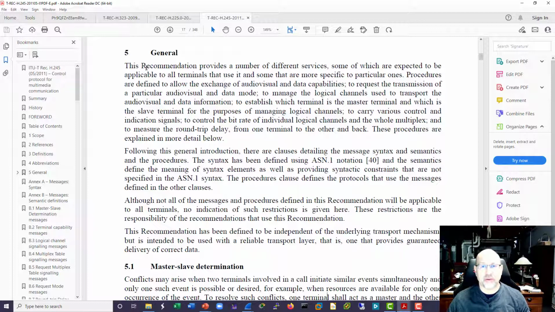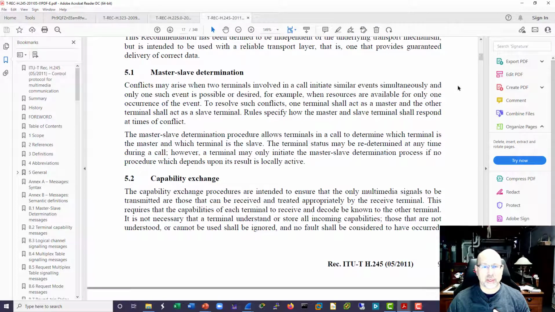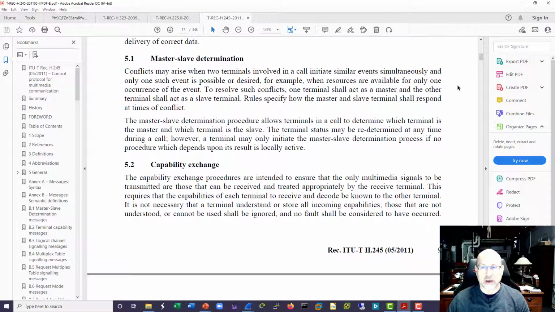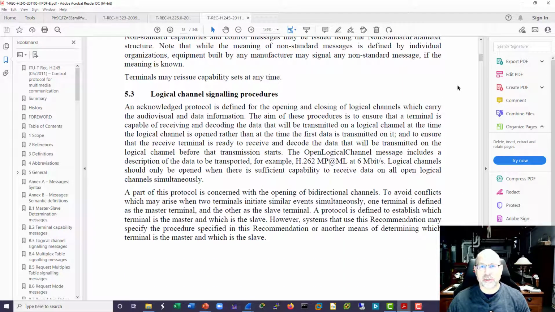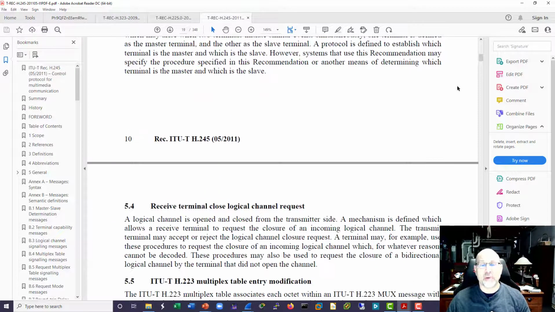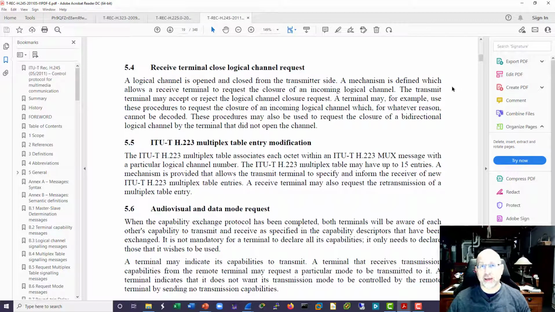And so we can see here that some of the general categories of 245 may or may not be used. And we can see that right here in the very first sentence, right? Might not be applicable in a particular implementation. And then some of the general categories here, master-slave determination, right? One side is going to govern what happens, capability exchange, logical channel signaling procedures, and things like that. All right, so these are big parts of what H.245 is supposed to do. If you were doing security, you might even add H.235, but as we saw, there's a lot of protocols that are out there. Okay, so that is sort of what we're going to expect to see when we start a capture. So let's take a look at some of the captures that we might see on different systems.